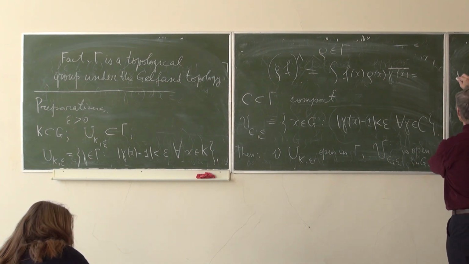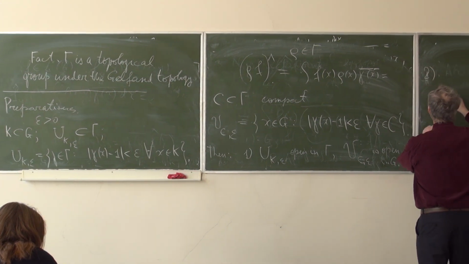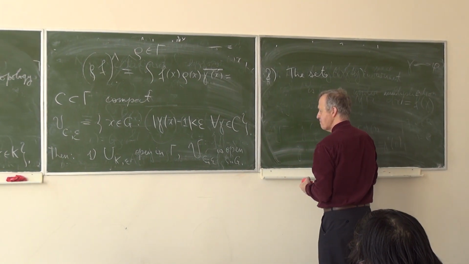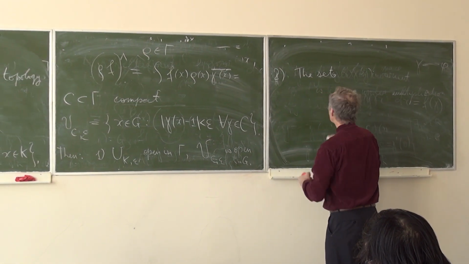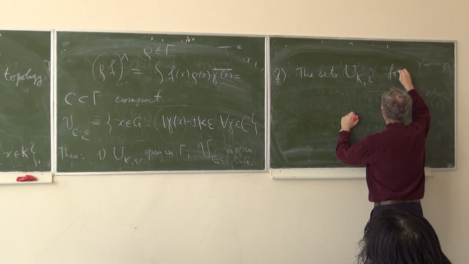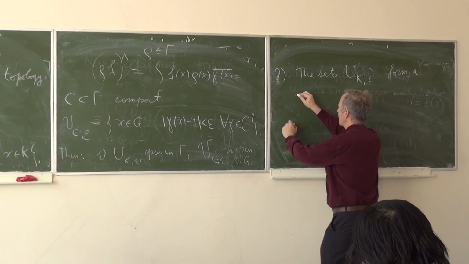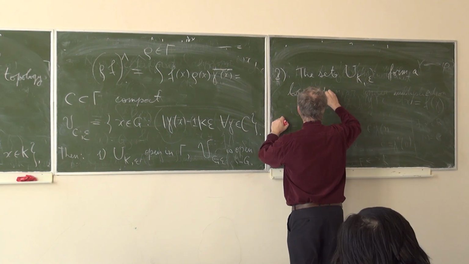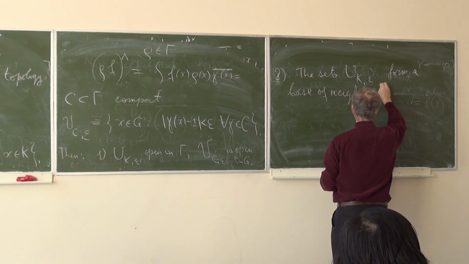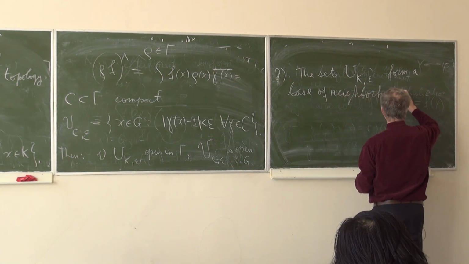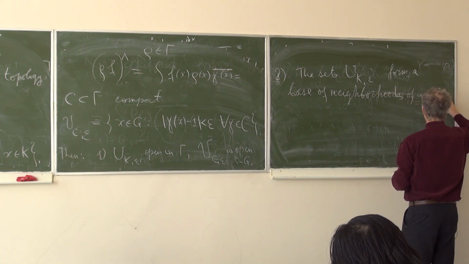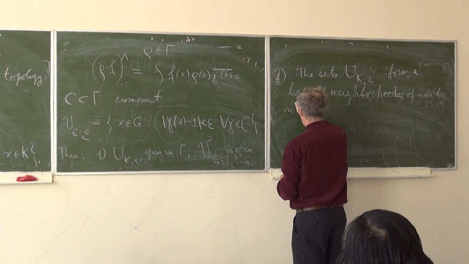Second, the sets U K epsilon form a base of neighborhoods of unity in gamma.